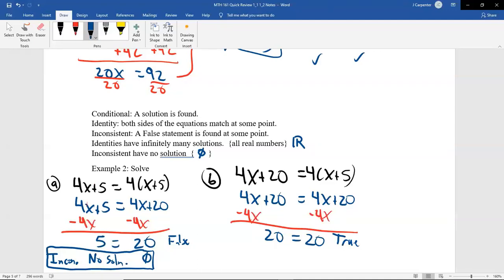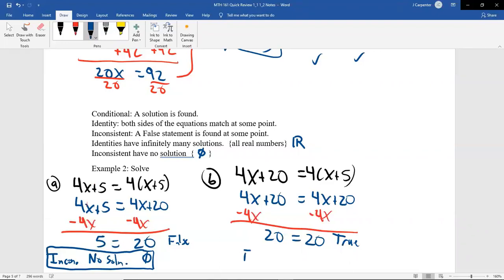Try plugging in x equals 0. You'll get 20 on the left and 20 on the right. Try plugging in x equals 1. You'll get 24 on the left and 24 on the right. Try plugging in x equals 10,019.73 and you'll get the same number on the left and right as long as you plug it in correctly. So since this is true, the opposite of false, false means no solution, true means everything's a solution.